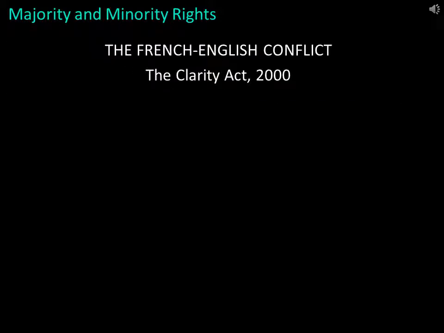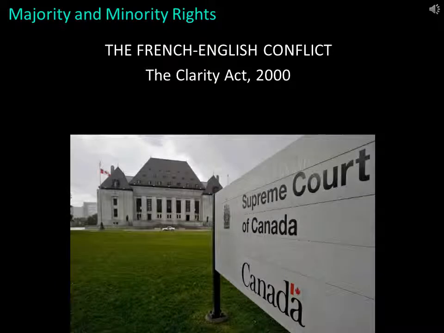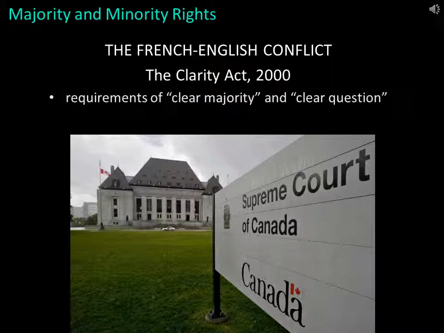The Clarity Act, 2000. The federal government referred the question of Quebec's ability to secede from Canada unilaterally to the Supreme Court. In 1998, the court ruled that Quebec could not separate without consulting the rest of Canada. However, the court qualified this by stating that the federal government would have to negotiate separation in good faith if a clear majority of Quebecers had voted for separation in response to a clear question.